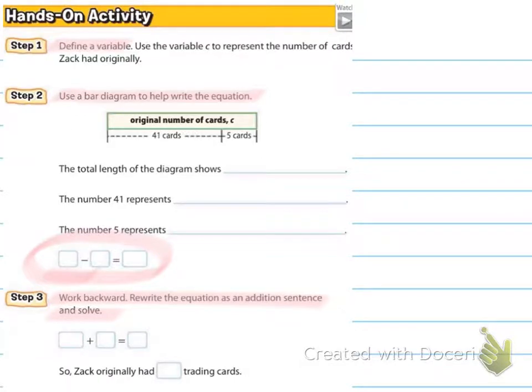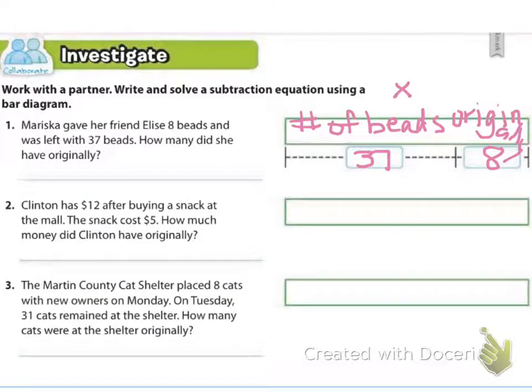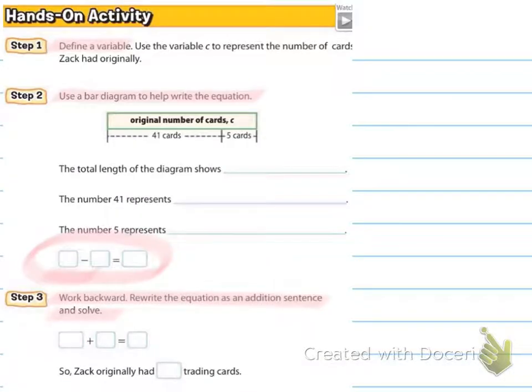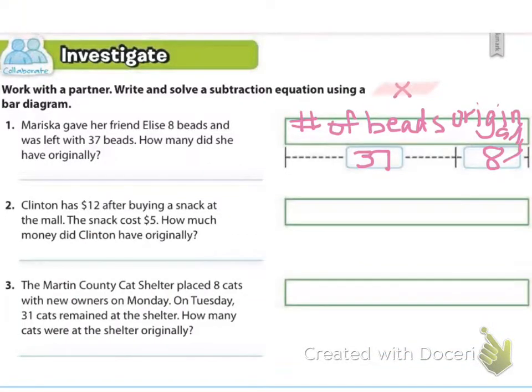So the first thing that I did was define the variable. I've just determined that I'm going to make my variable x, which represents the number of beads originally. And the second part, I'm going to set up my bar diagram to help write the equation. So I've set up my bar diagram so that the entire thing represents my beads originally, which is my x. And then for this section, I wrote how many beads that she's left with. And for this section, I've written how many she gave to Elise.